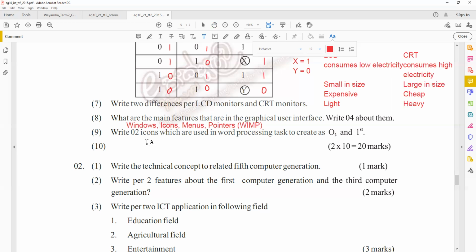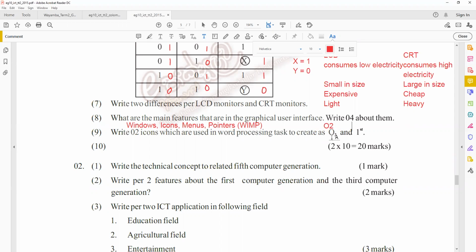Okay, question number 9. Write 2 icons which are used in word processing tasks to create O2 and 1st. What icon do we use to make O2? Usually you will get O2 as O and 2. Then you have to make it like this.